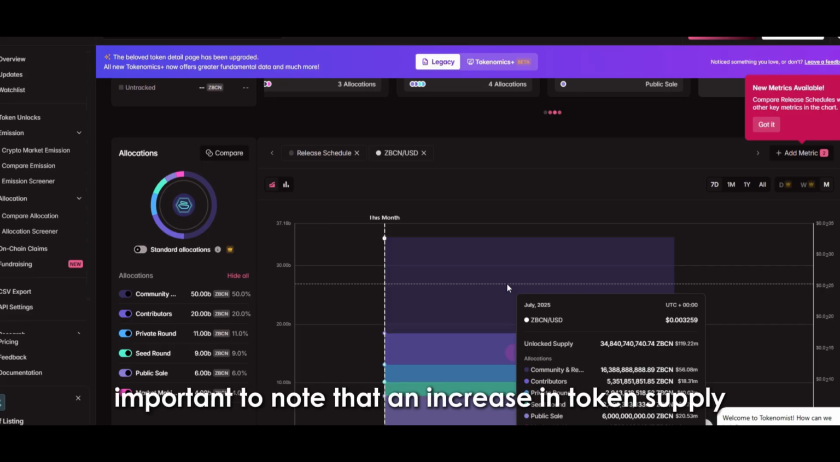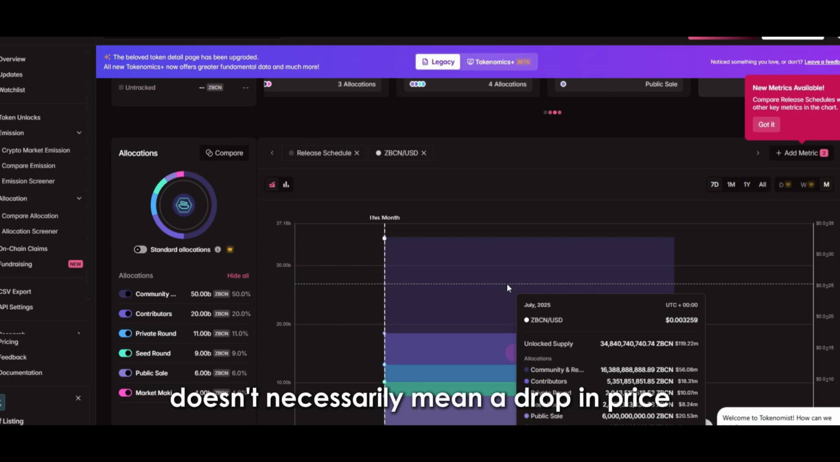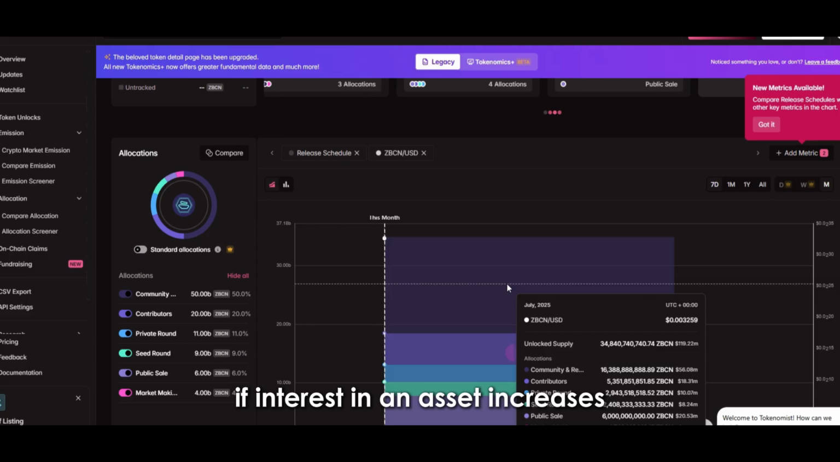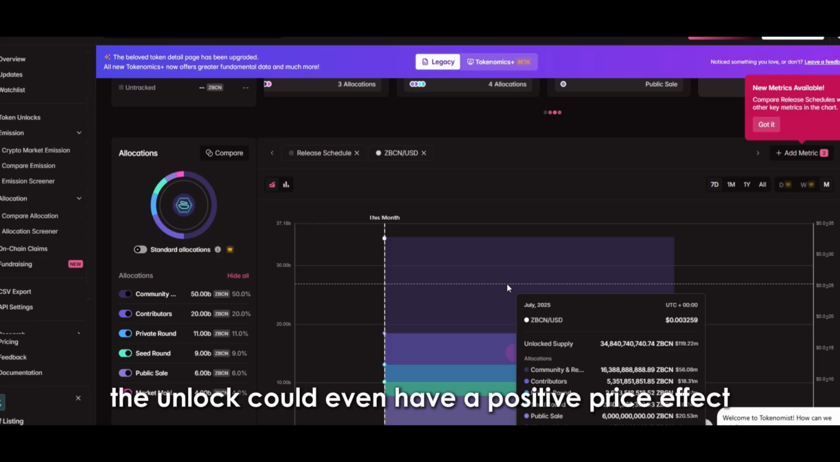It's also important to note that an increase in token supply doesn't necessarily mean a drop in price. This is a common misconception in the markets. Prices are shaped not just by supply, but also by the level of demand that comes with it. If interest in an asset increases, even a larger supply can lead to higher prices. Just as Bitcoin's halving reduces supply, in some projects, increased supply is balanced by rising demand. From this viewpoint, if institutional or retail interest in Zbcn grows, the unlock could even have a positive price effect.